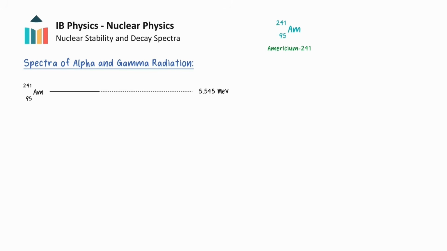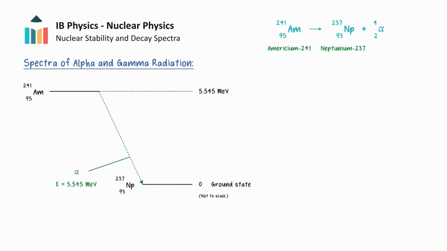So let's take a look at the possible decay routes of americium-241. Nuclei of americium-241 will emit alpha particles when decaying to nuclei of neptunium-237. In one decay route, americium emits an alpha particle with 5.545 MeV of energy, which leaves the daughter nucleus of neptunium-237 in its ground state.